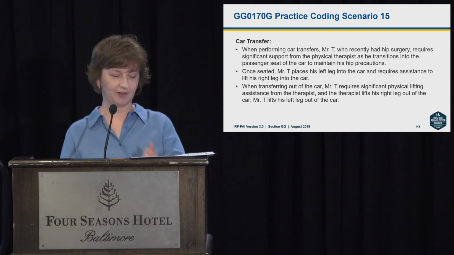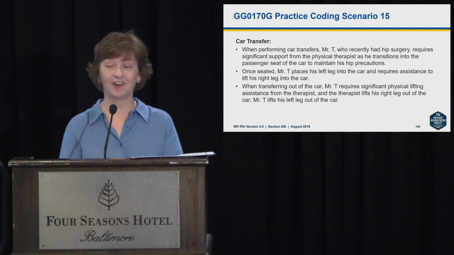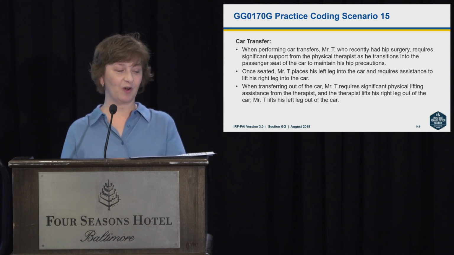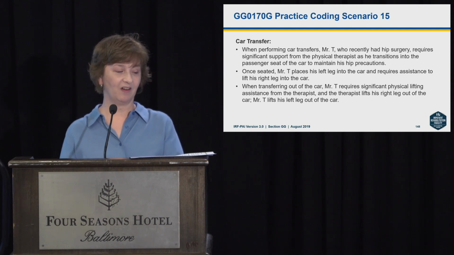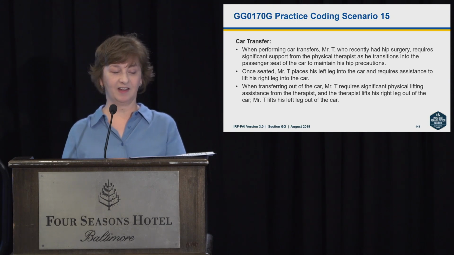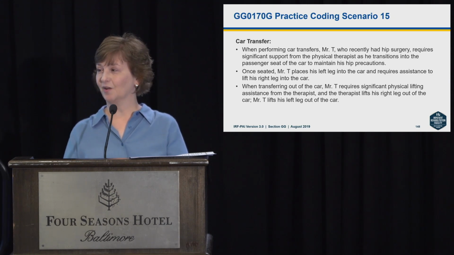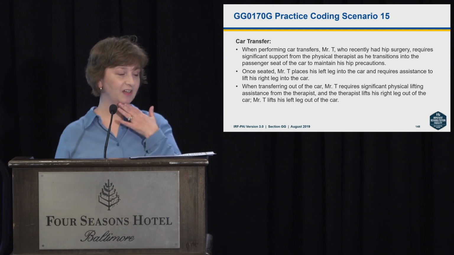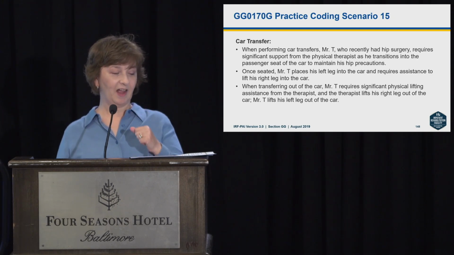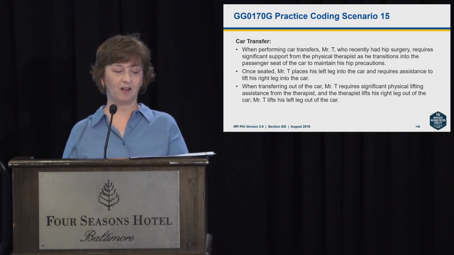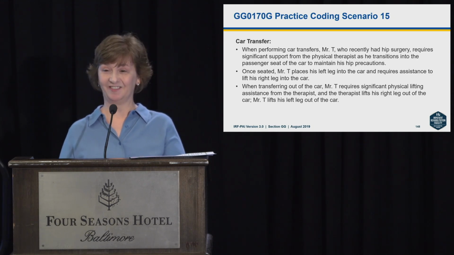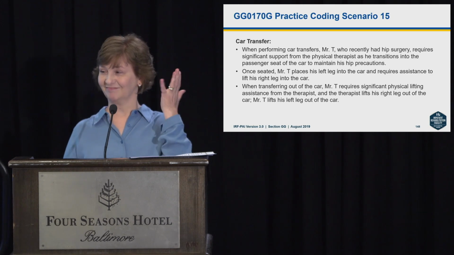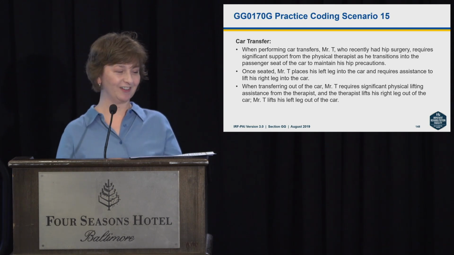So think about the decision tree. When transferring out of the car, Mr. T requires significant physical lifting assistance from the therapist, and the therapist lifts his right leg out of the car. Mr. T lifts his left leg out of the car. So as you're thinking through the decision tree, let's look at that last bullet there. So he's transferring out of the car. The helper is providing significant lifting assistance, so think about who's probably doing more of the effort there.